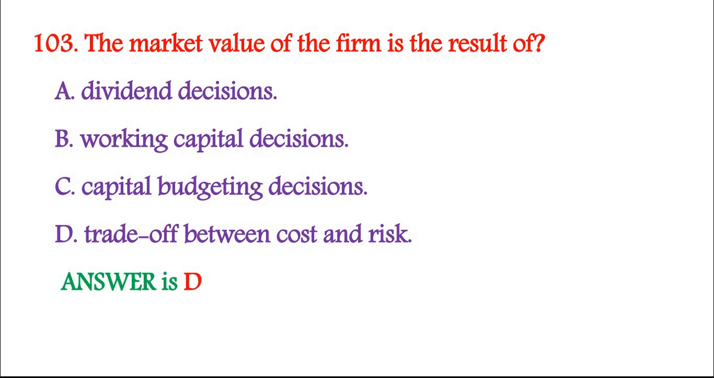103. The market value of the firm is the result of: A. Dividend decisions. B. Working capital decisions. C. Capital budgeting decisions. D. Trade-off between cost and risk. Answer is D.